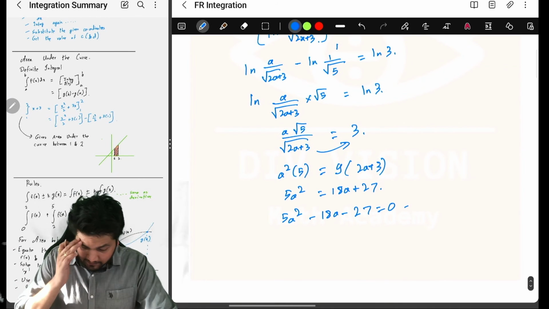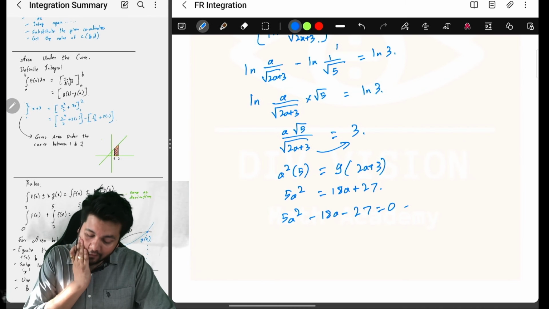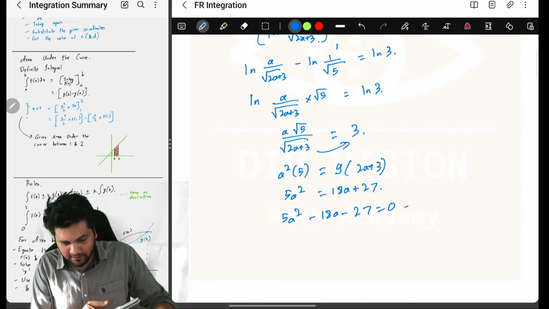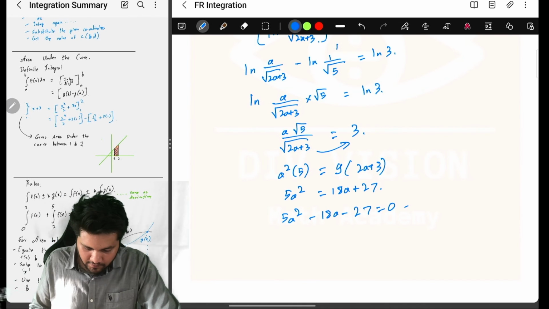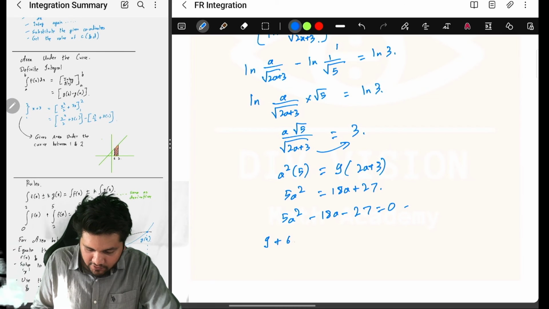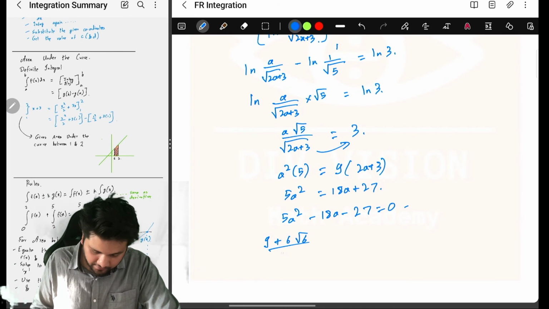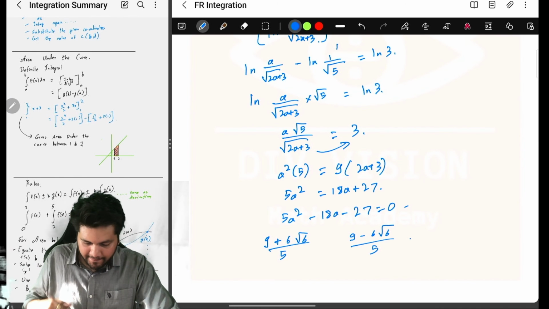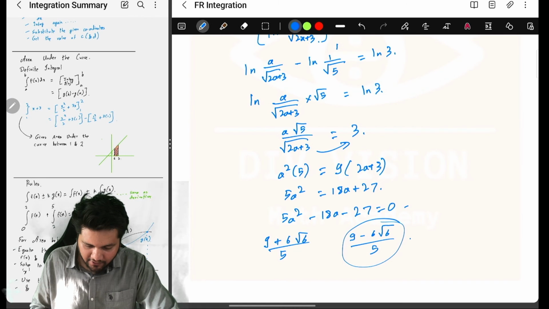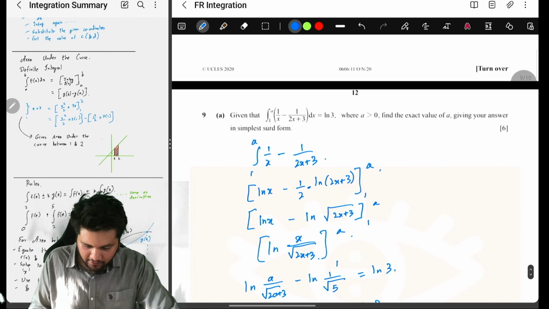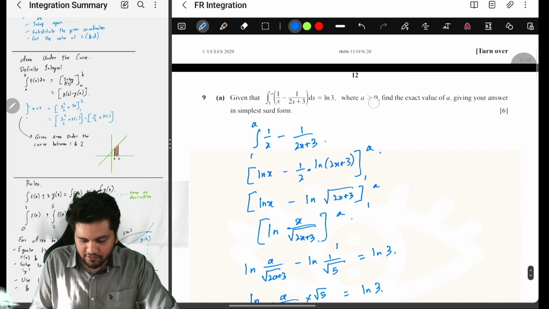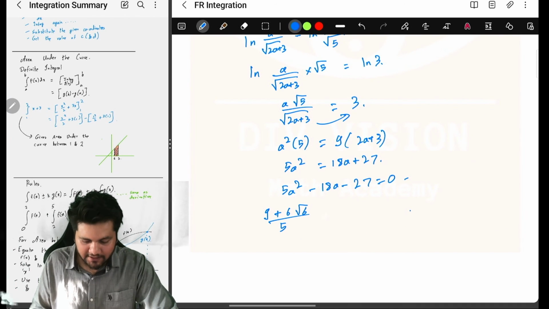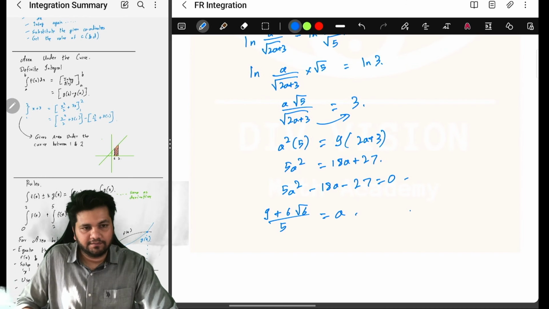So here 5a square, now I don't think we'll have to use the formula method, or I think we can just directly use the calculator because it's a 6-mark question, and we'll just use the calculator directly to get the value of a. So with the calculator you'll get (9 plus 6 root 6) by 5, and you will get (9 minus 6 root 6) by 5. As you can see, this is a negative value. We cannot have a negative value under log, where a is greater than 0, so obviously we are not going to take any negative value. So we are just going to get one value, which is (9 plus 6 root 6) by 5. That is nothing but the value of a.